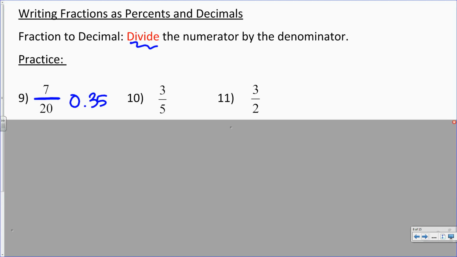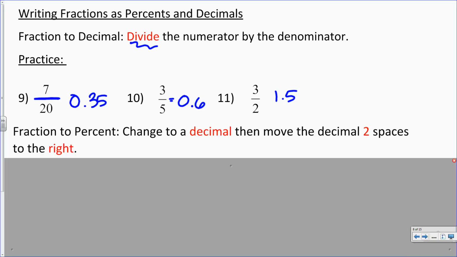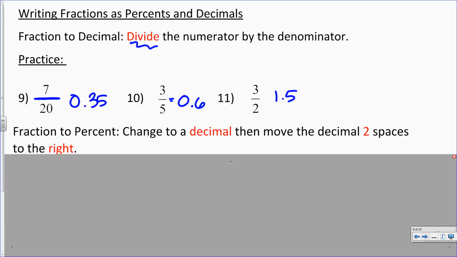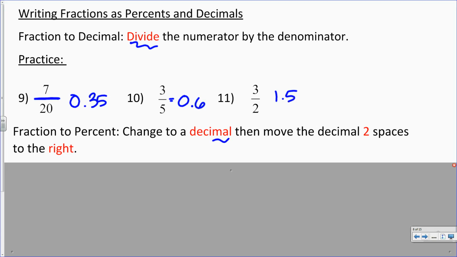Try the other two and turn it back on. Okay, 3 divided by 5, you should have 0.6. And 3 divided by 2 is really 1.5. Okay. Now, changing a fraction to a percent, first of all, change it to a decimal, which is what we just did. And then you're going to move your decimal 2 spaces to the right.